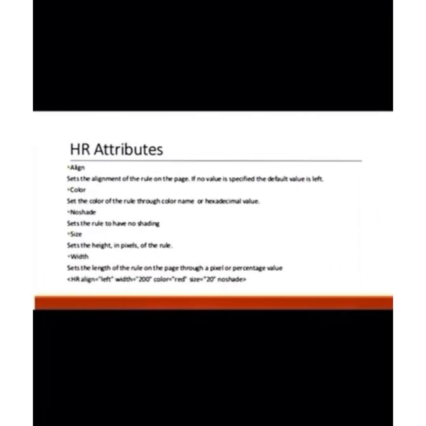HR attributes வந்து align, color, noshade, size, width இருக்கு. Align sets the alignment of the rule on the page. If no value is specified, the default value is left. Color sets the color of the rule through color name and hexadecimal value. Noshade sets the rule to have no shading. Size sets the height in pixels of the rule. Width sets the length of the rule on the page through a pixel or percentage value.